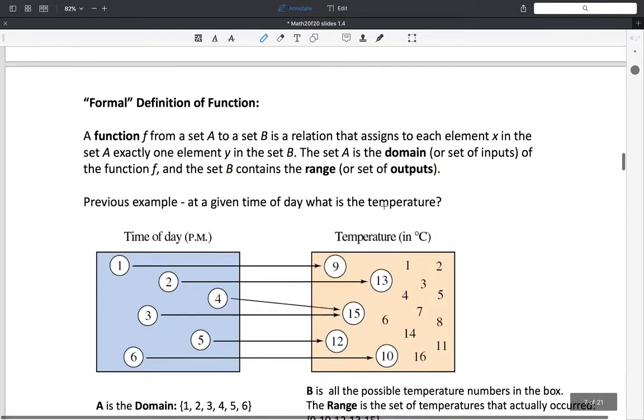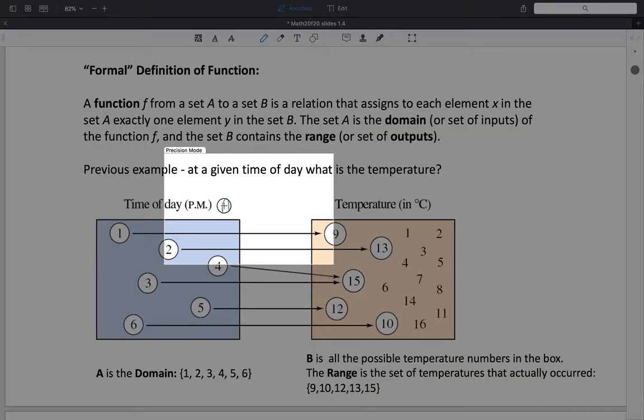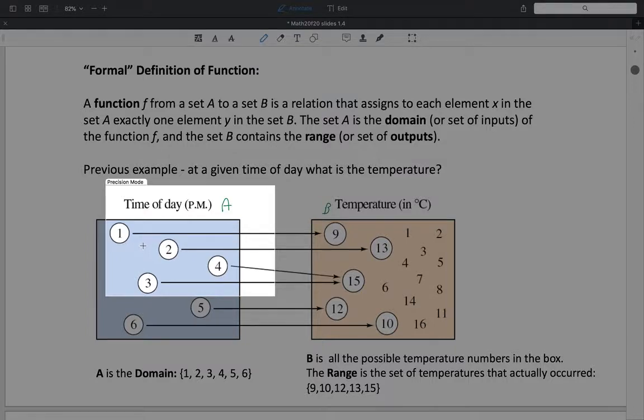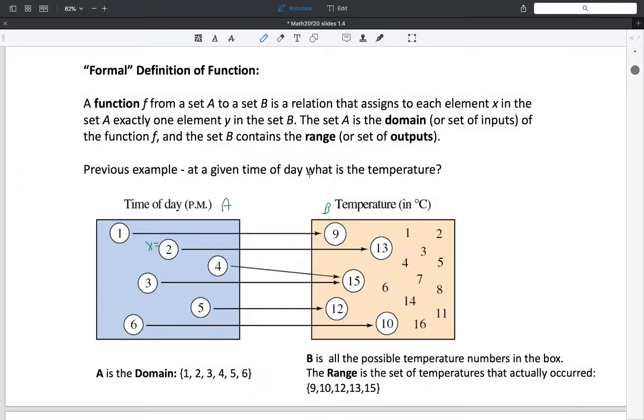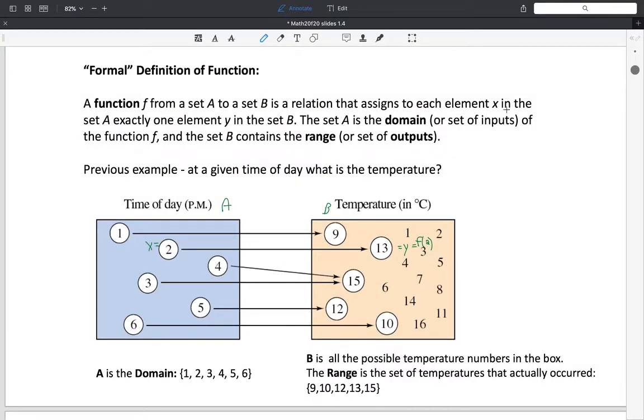Okay. So here's a formal definition of a function. A function goes from a set A to a set B, this one over here. It takes a value of x, so I'm just singling out one value, here's x equal 2, and that goes to 13. That would be my y value associated with 2. So that would be f of 2, and so forth. A function f from a set A to B is a relation that assigns to each x over here exactly one y over here. And this arrow tells you which y is connected with which x. So 9 is connected with 1, and so forth.